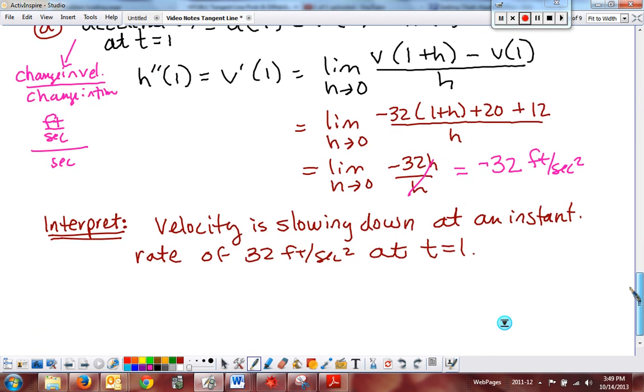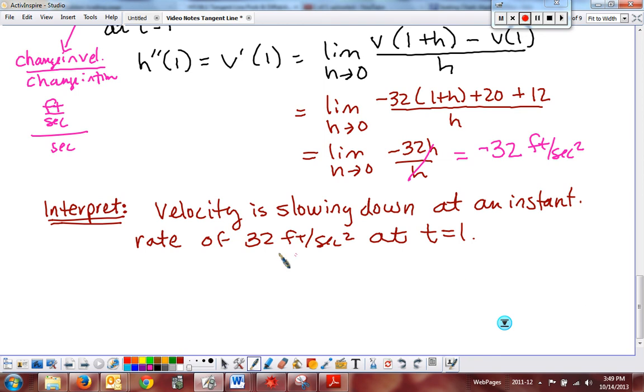And the rate at which its speed is changing is this 32 feet per second squared, which should make sense to you if you've done any physics. This is nothing more than your acceleration due to gravity right there. Negative 32 feet per second squared. Everything on Earth goes at negative 32 feet per second squared.